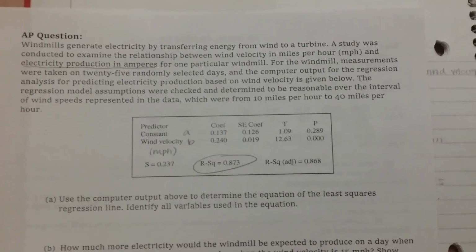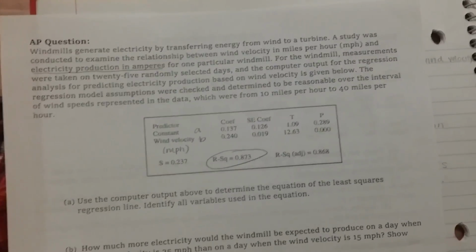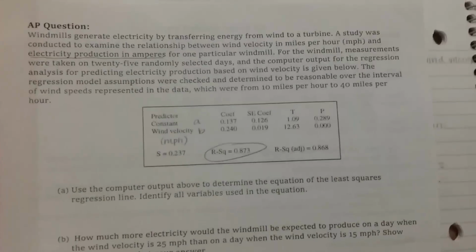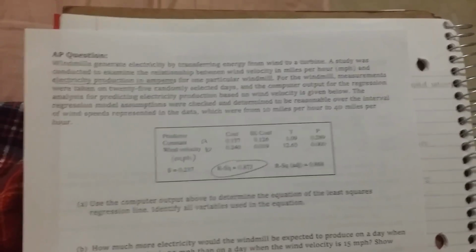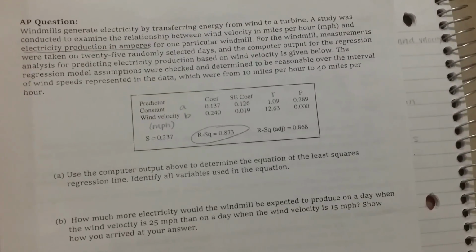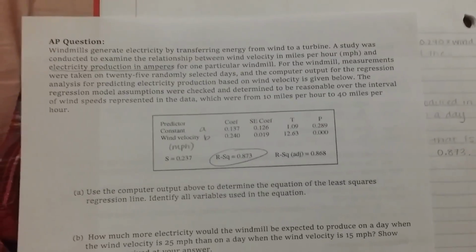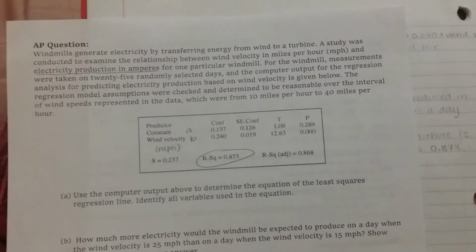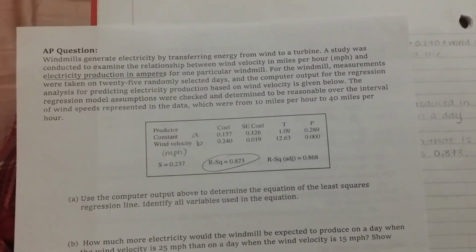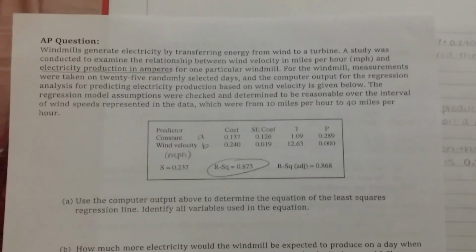The AP question says, windmills generate electricity by transferring energy from wind to turbine. A study was conducted to examine the relationship between wind velocity in miles per hour and electricity production in amperes for one particular windmill. For the windmill, measurements were taken on 25 randomly selected days, and the computer output for the regression analysis for predicting electricity production based on wind velocity is given below.